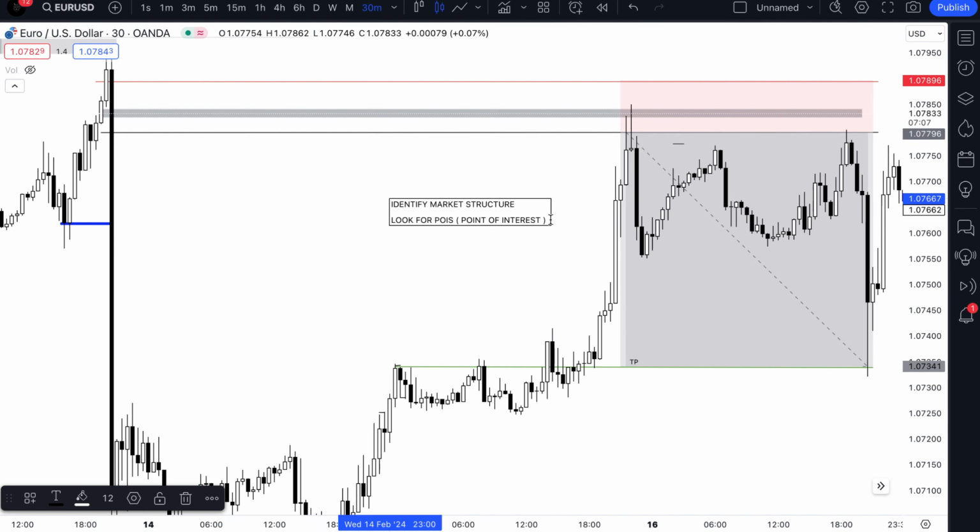Then we look for POIs, points of interest. I'm going to write it again. In our group we trade order blocks and imbalance, slash FVG, fair value gaps. So that's your second step.